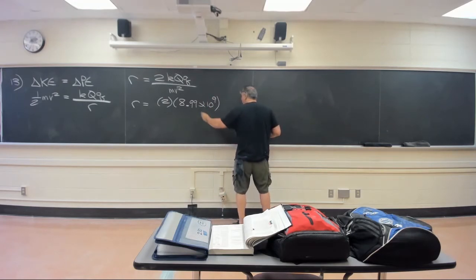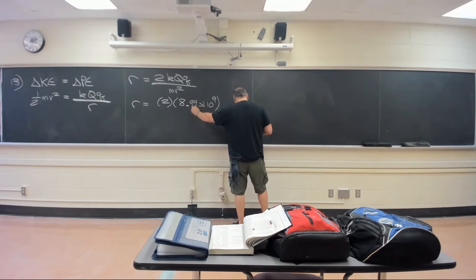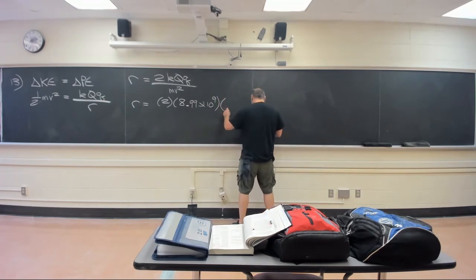Here's K. I use K rather than 9. This time I used 8.99, and that's usually what Katz is using.